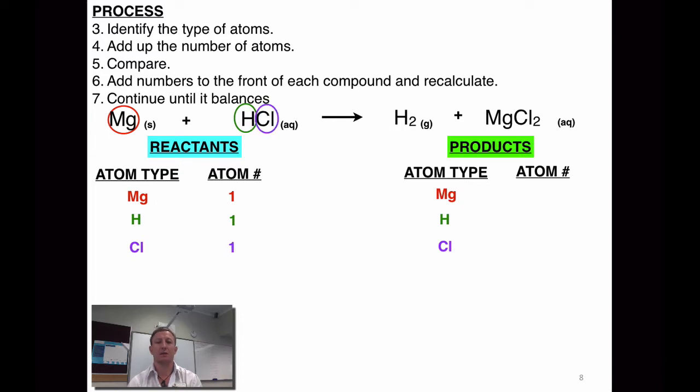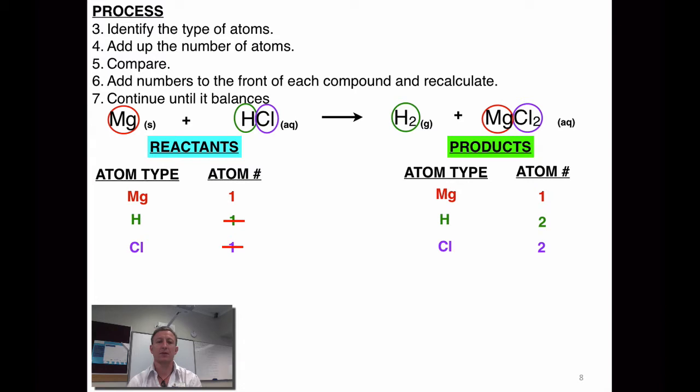Okay, so let's look on the right hand side. So we start off, magnesium, we've got 1 of them. Hydrogen, now look, it says H2, so we've got 2 hydrogens there. And chlorine, Cl2, so we've got 2 chlorines. Now straight away we can see that they don't match. So the next thing we need to do is determine which bits don't match. Well, the hydrogen and the chlorine don't match on the left hand side.